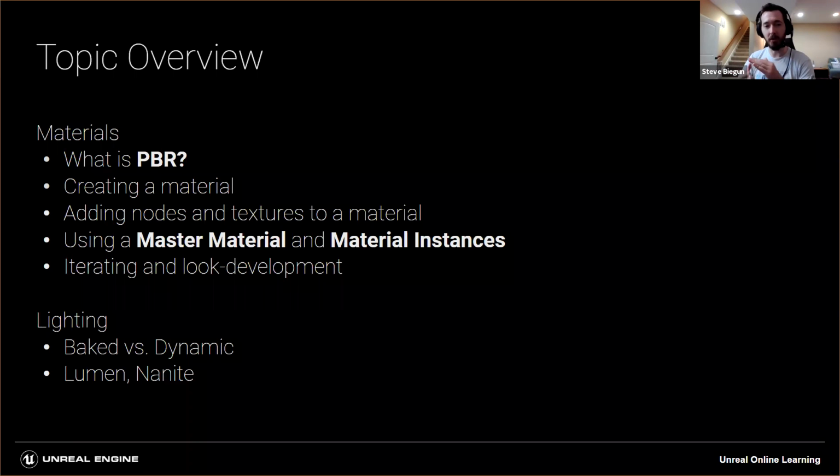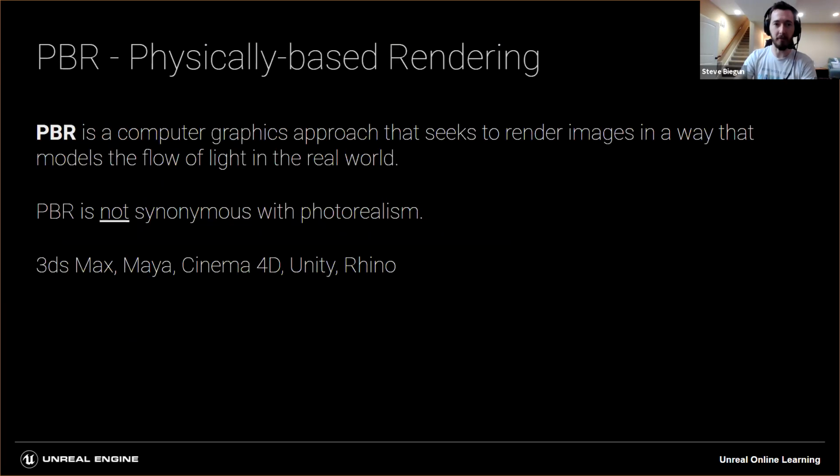We're going to talk about how to create a material, what a material even is compared to textures and shaders, because there's a lot of mixed nomenclature involved with those. In a material, we're going to add nodes and textures to create a nice wood material, and I'll show you how to make a master material and material instances based on that. After that, we'll talk about iteration and look development and all the different creative ways you can make your own materials going forward. After that, I'll also talk about lighting, specifically baked versus dynamic, and then also, if there's time, Lumen and Nanite in Unreal Engine 5.